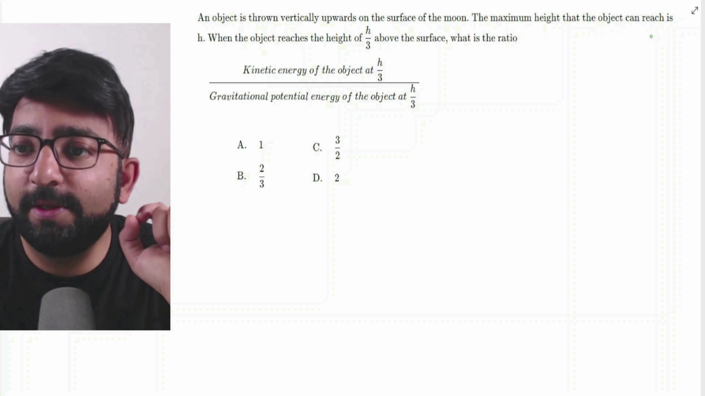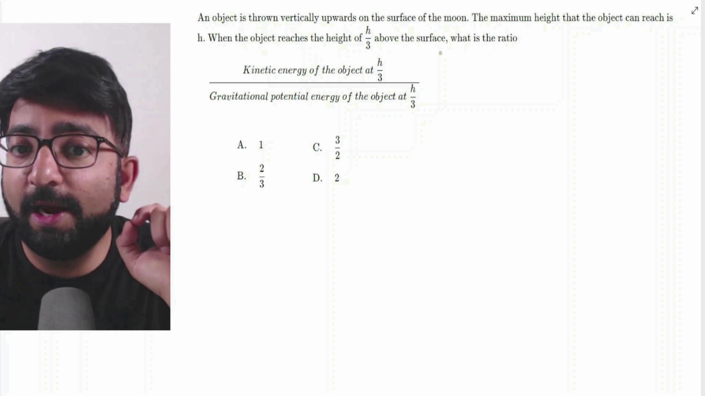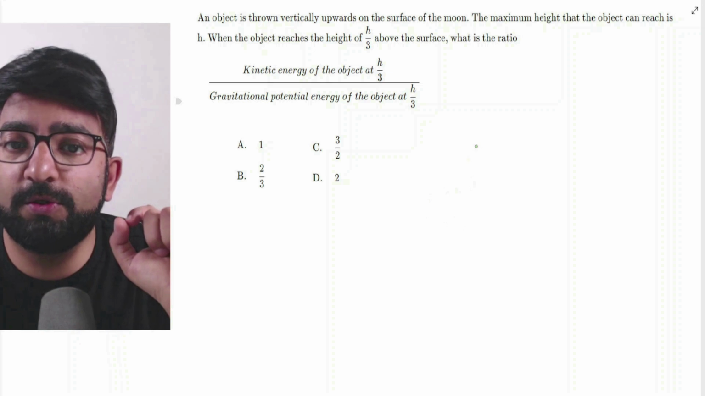The maximum height that the object can reach is h. When the object reaches h by 3, we have to figure out this ratio of kinetic and GPE. So let us start with drawing a diagram.